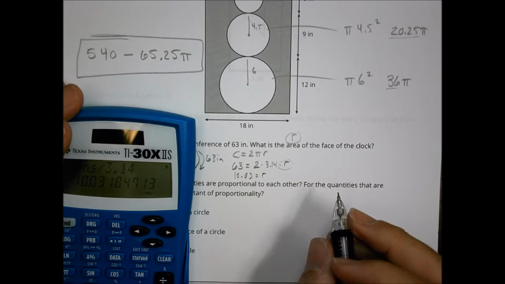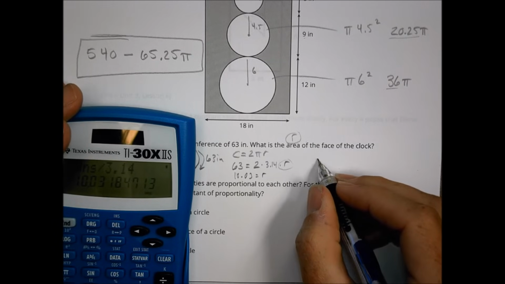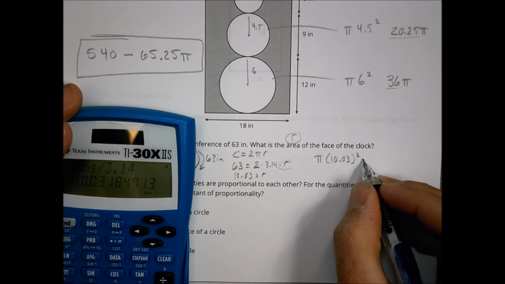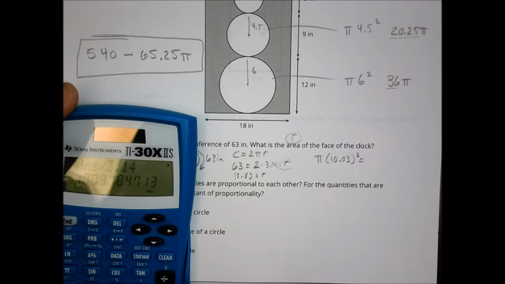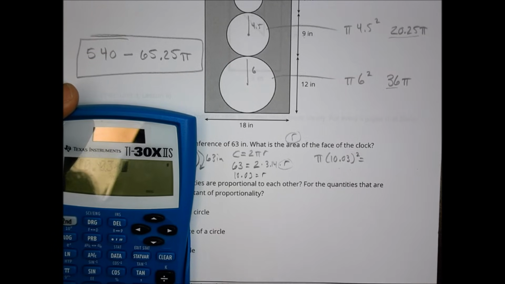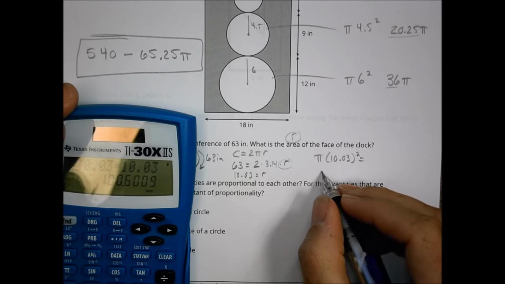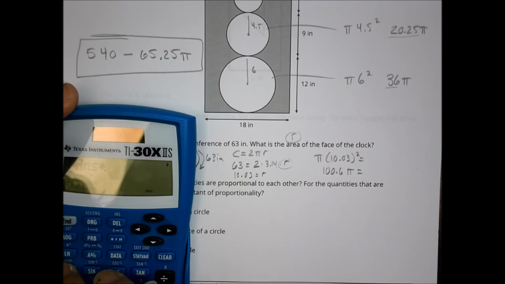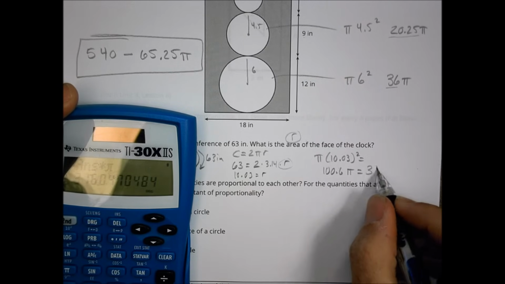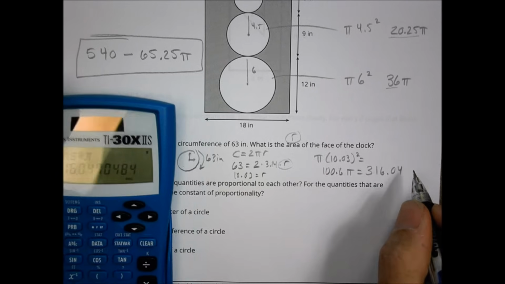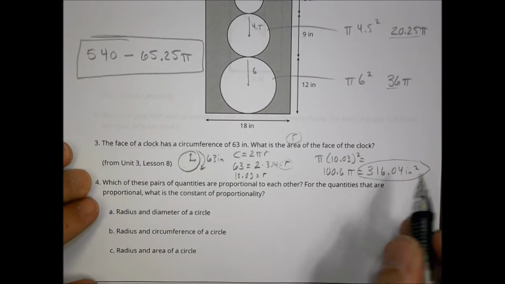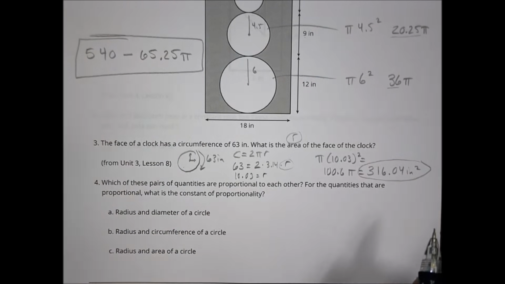Okay, so now my area is going to be pi times 10.03 squared. So 10.03 times 10.03 equals 100.6, right? 100.6 times pi, and if I multiply that by my pi number, I end up with about 316.04 inches squared. That's about what I get. So 316 is probably just fine for an approximate value there as well.